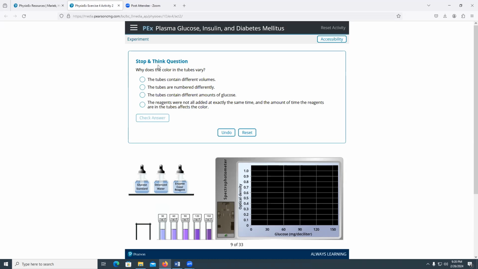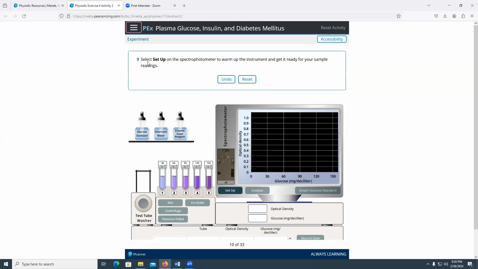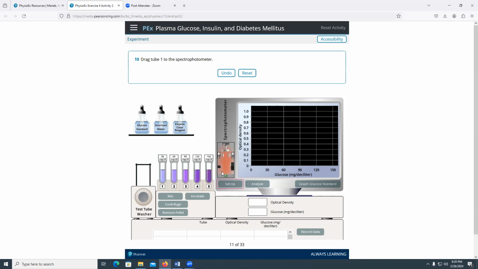And so stop and think, why does the color in the tubes vary? The tubes are numbered differently. The tubes contain different volumes. The tubes contain different amounts of glucose. That's the perfect answer. And then select the setup on this. So now we want to put everything into the spectrophotometer. So I've set up my spectrophotometer.